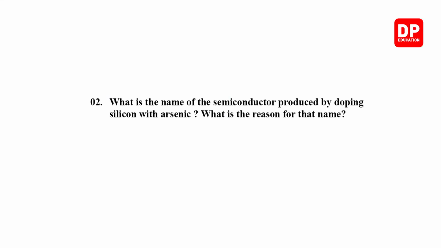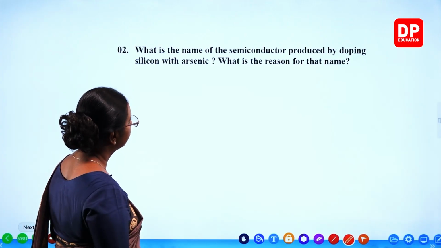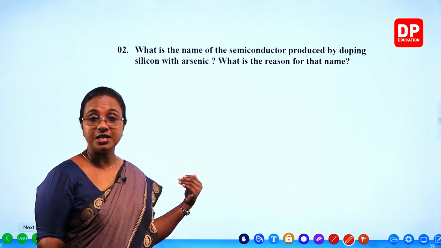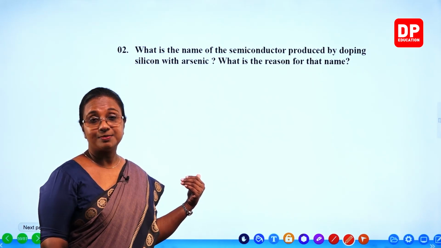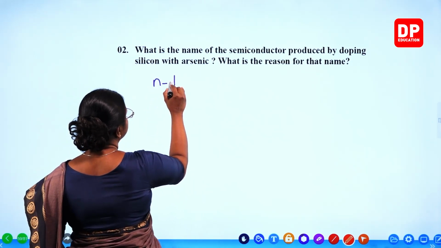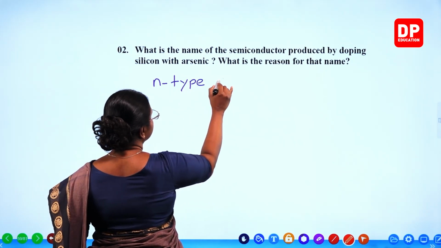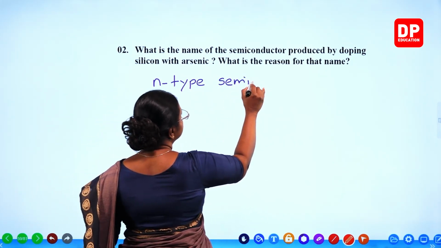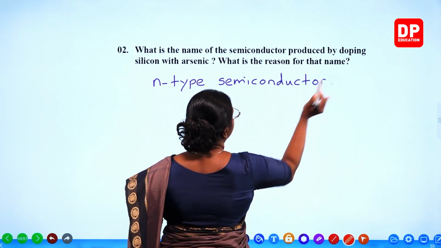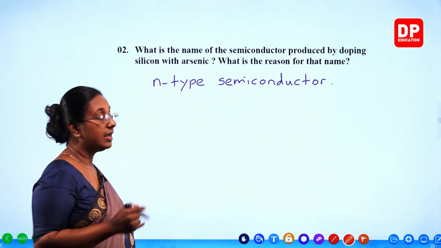Second part of the question. What is the name of the semiconductor produced by doping silicon with arsenic? What is the reason for that name? So already with the explanation, I have given that explanation as well. It is called the N-type semiconductor.